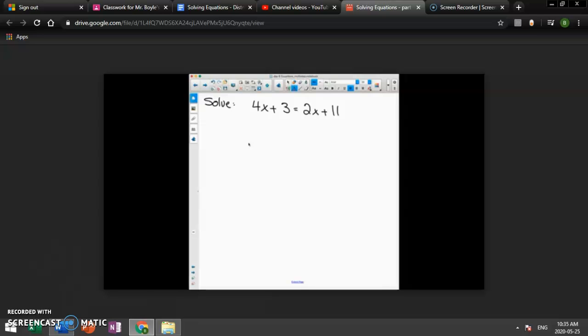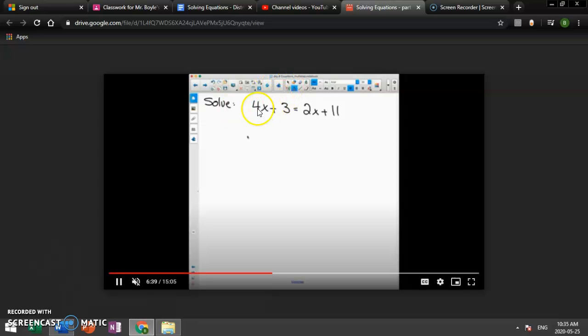So, after saying all of that, this is our final step, part 3 of solving equations. The big difference is we have x's on both sides of the equal sign.